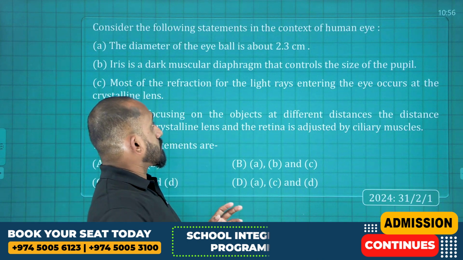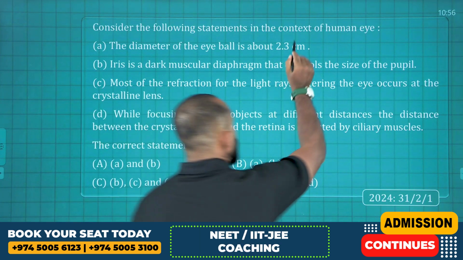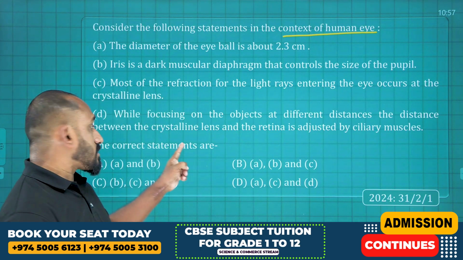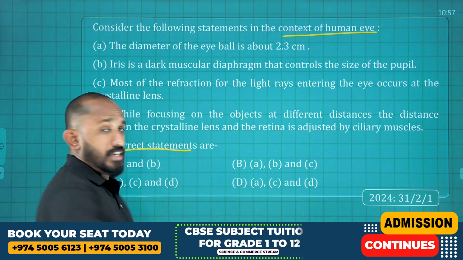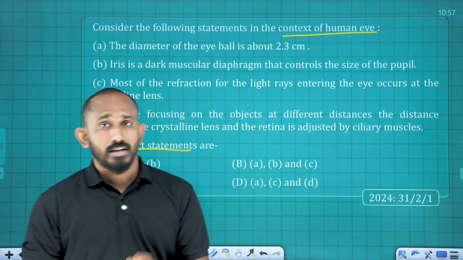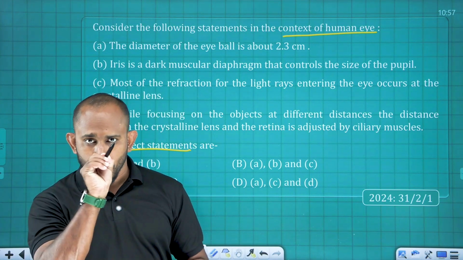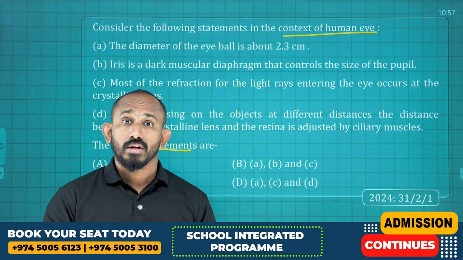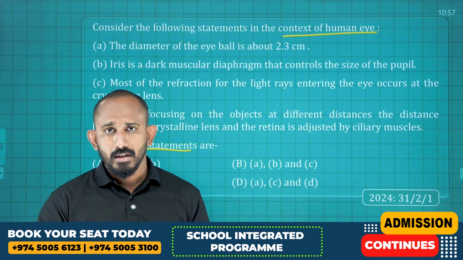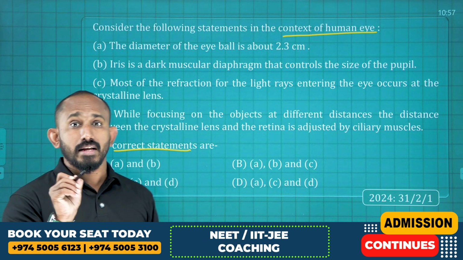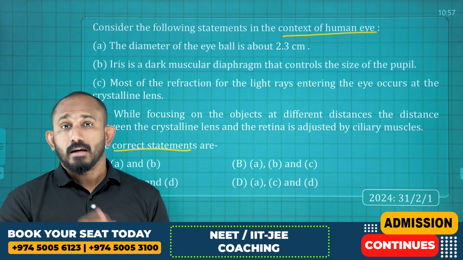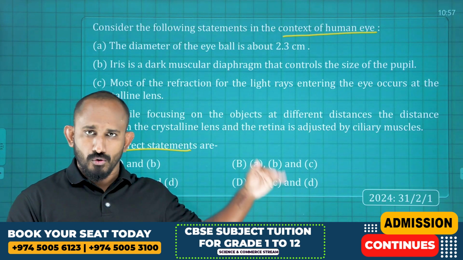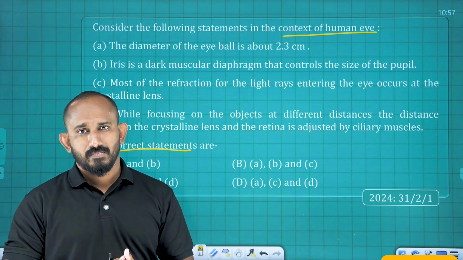Consider the following statements in the context of the human eye. So regarding the human eye, we have these statements here. Out of these statements, you take the correct statements. My dears, always take care in this type of question. The keyword you should underline: sometimes they will ask for correct statements, sometimes they will ask for incorrect statements. So that's very important. Always try to underline this keyword in your question paper. Otherwise, sometimes in a hurry, you may miss that, correct or incorrect.